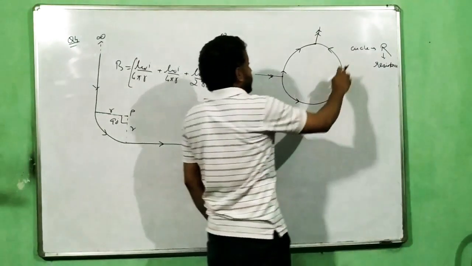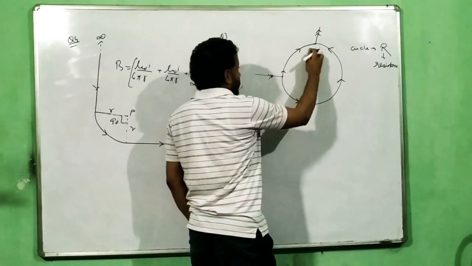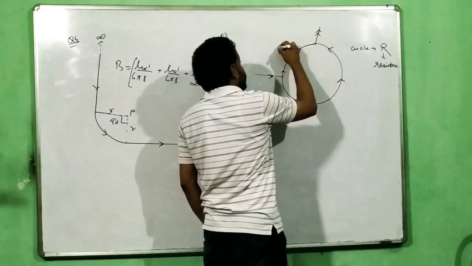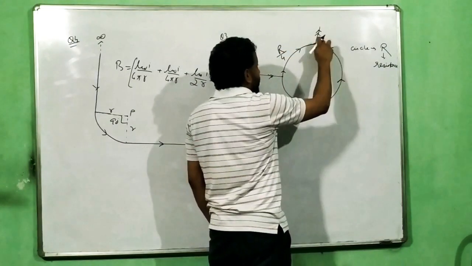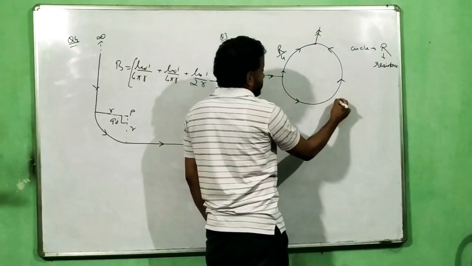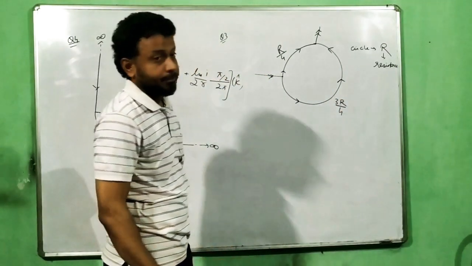If the entire circle has a resistance of R, then this is 1/4 of the circle, so this must have a resistance of R by 4. And this is 3/4 of the circle, so this must have a resistance of 3R by 4.